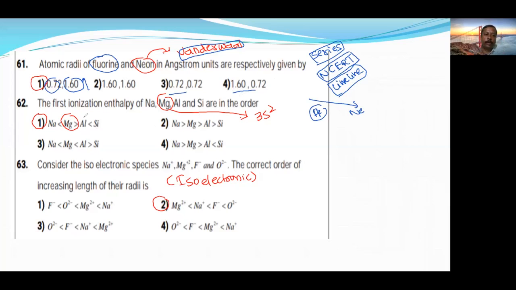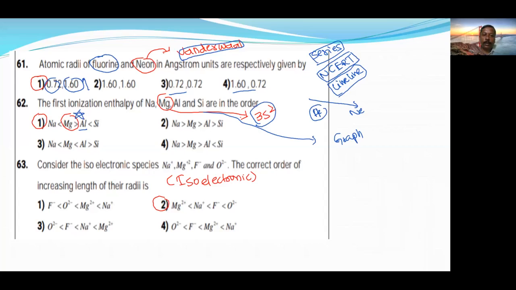Okay, next, the first ionization enthalpy of sodium, magnesium, aluminum, and silicon. This reason was clearly explained with the graph. I will tell you the reason in short because we have to cover a lot of questions. 3s2 is a fully filled subshell, so exceptionally its ionization energy is more than that of the next element, aluminum. Here you have to be very careful.